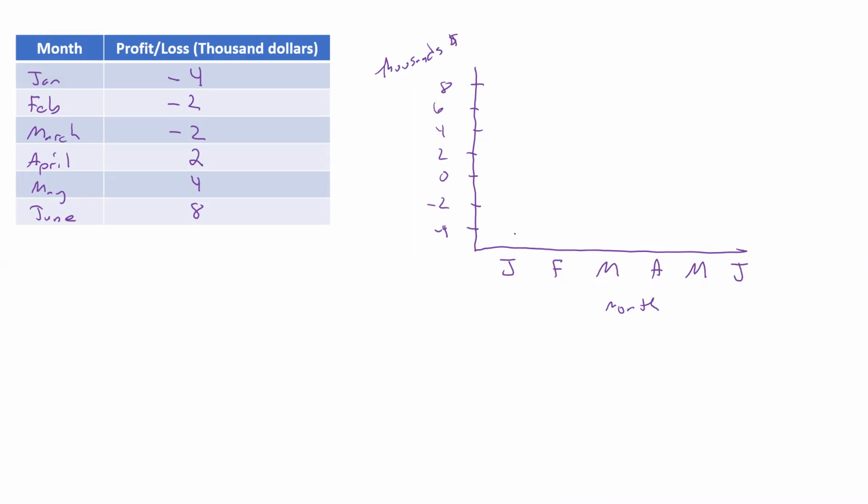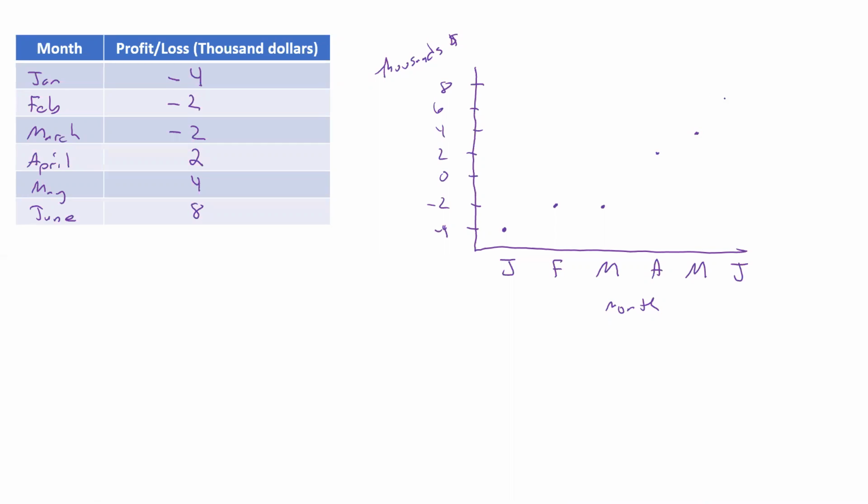So January was negative 4,000, so that's right there. February, negative 2,000. March, negative 2,000. April, it's a positive 2,000, so it's up here. And we have May, which was 4,000, so it's up here as well. And then June, it said, was 8,000, so it's all the way over here. All right, let's put the June back in. And now we're supposed to make a line plot. So we basically connect the dots. So that would be our line graph for what this looks like.